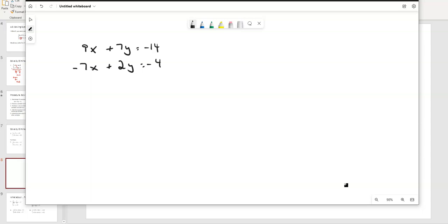But what do I want to get rid of, the x's or the y's? I don't know. Maybe I'll get rid of the x's only because one's positive and one's negative. It looks like I'm going to have to multiply by essentially the other term. So I'll multiply the top row by 7, right? 7 times 9 is 63. 9 times negative 7 is negative 63.